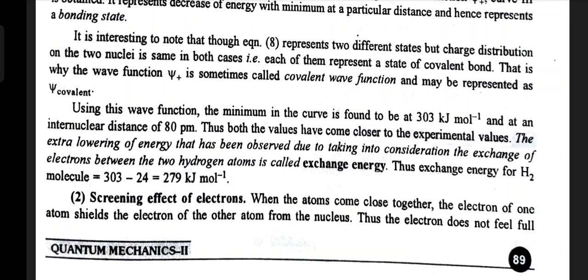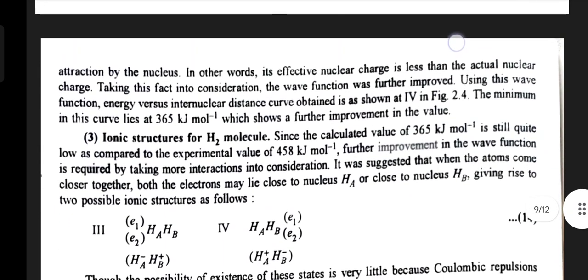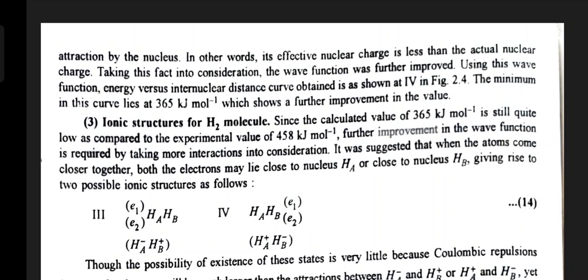The second one is the screening effect of electrons. When the atoms come closer together, the electron of one atom shields the electron of the other atom from the nucleus. The electron does not feel the full interaction by the nucleus. In other words, its effective nuclear charge is less than the actual nuclear charge. Taking this fact into consideration, the wave function was further improved. Using this wave function, the energy versus internuclear distance curve obtained is shown in figure 4.2.4. The minimum in this curve lies at 365 kJ per mole, which shows a further improvement in the value.